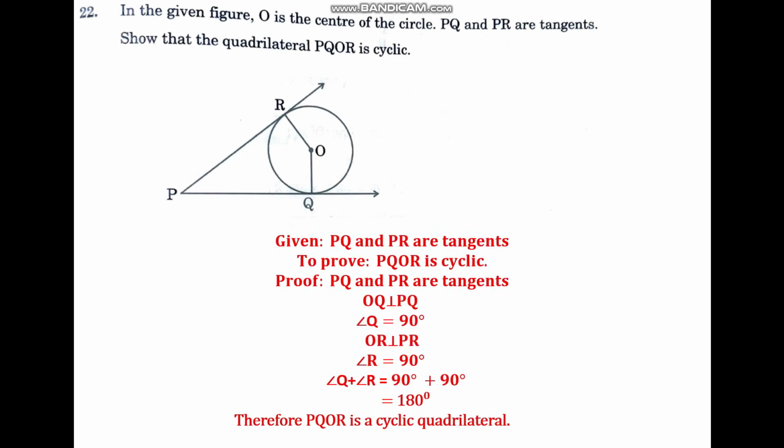So first, we know that PQ and PR are tangents drawn from an external point, and we know that OQ is perpendicular to PQ, that's why angle Q equals 90 degrees. Similarly, OR is also perpendicular to PR, that means angle R is also 90 degrees. And when we add angle Q plus angle R, that is 90 plus 90, which equals 180 degrees. So this implies PQOR is a cyclic quadrilateral.